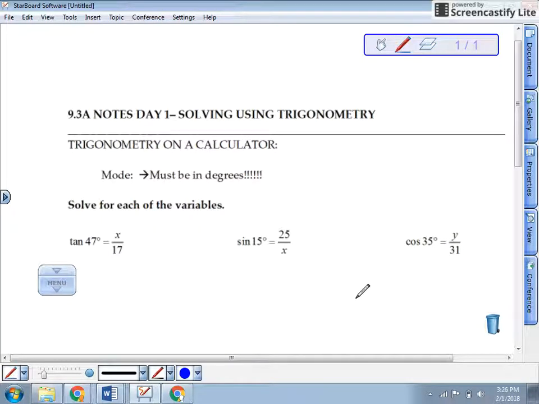Welcome to our notes on trigonometry. All right, we've been working with right triangles. Now we're going to talk specifically about trigonometry, which is the study of right triangles. So this first lesson is an introduction.